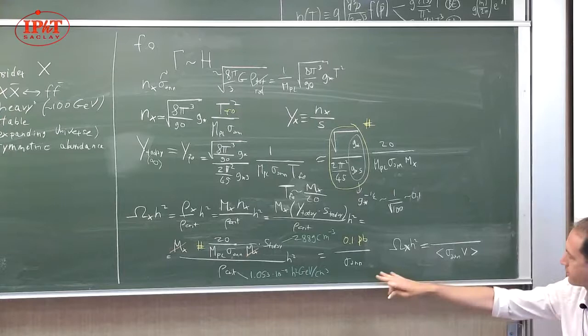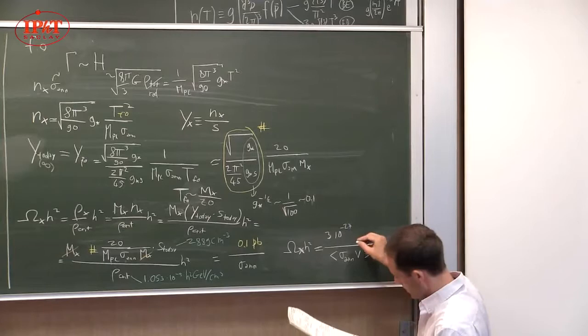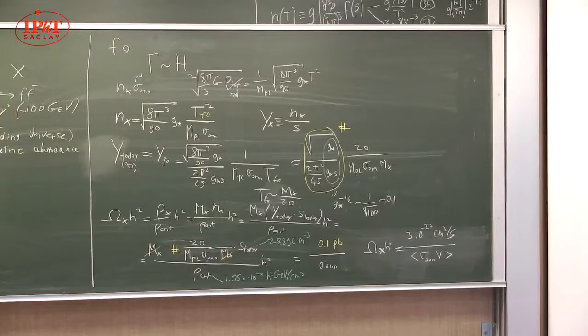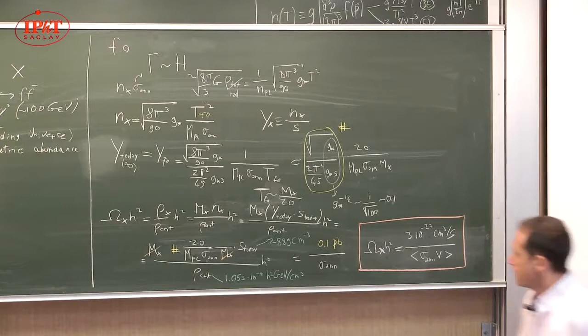And the number which is there, I can re-express it here as 3 × 10⁻²⁷ centimeter cube per second. So I have a very simple expression for what omega x will be in the case of thermal freeze out. Let me put this in a square so that I don't erase it later. This is for the case of freeze out.